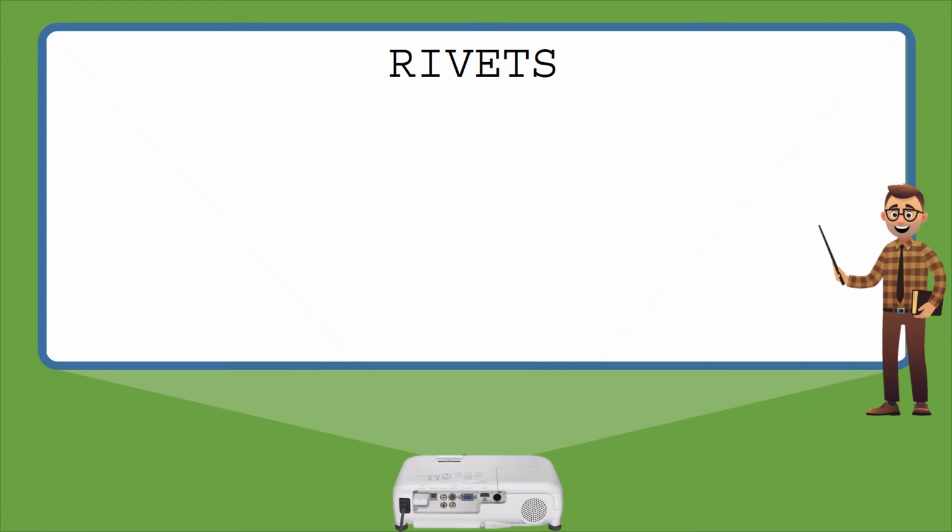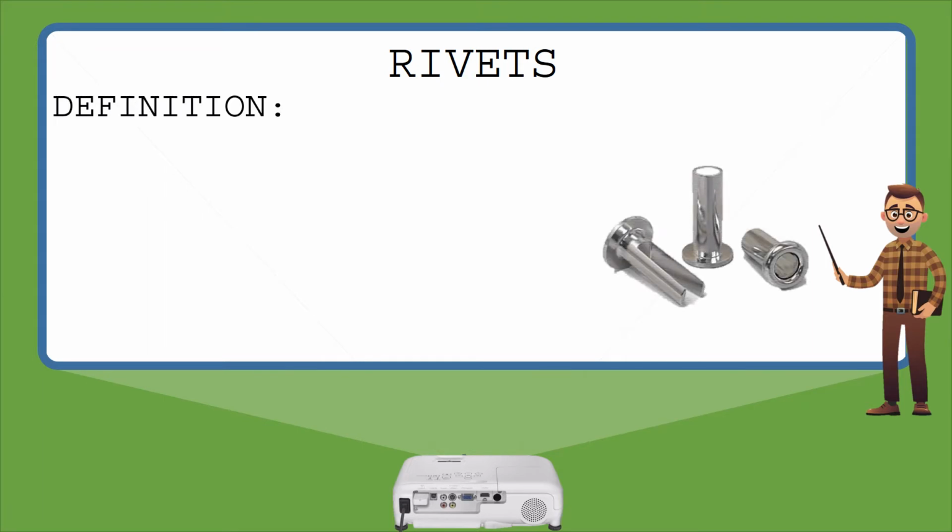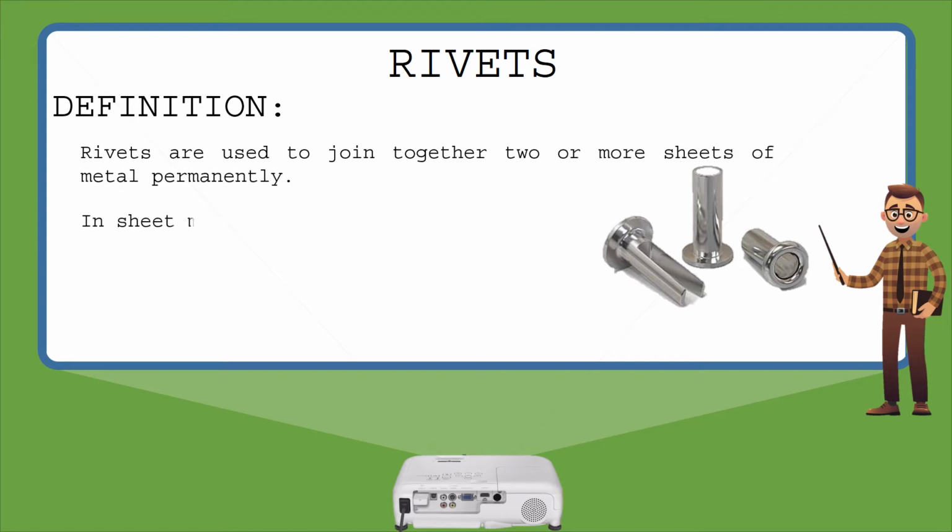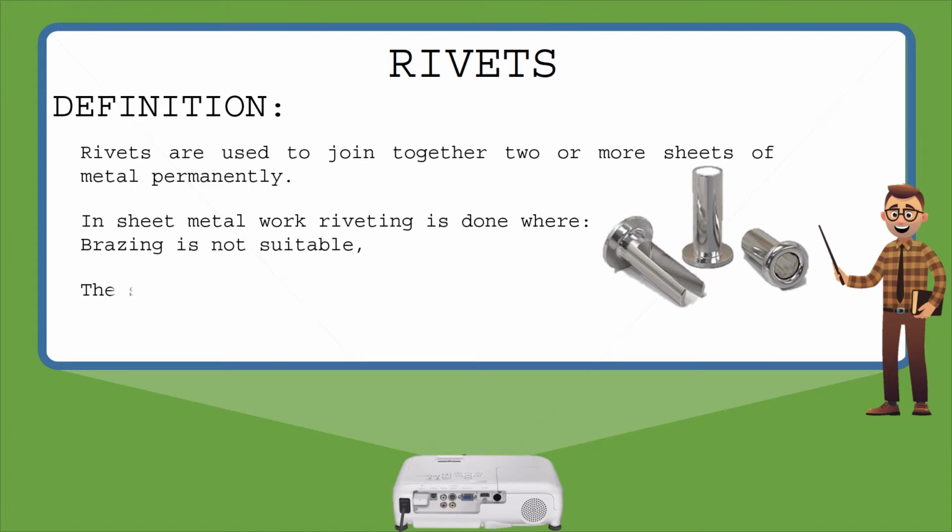Let's see the definition of rivets. Rivets are used to join together two or more sheets of metal permanently. In sheet metal work, riveting is done where brazing is not suitable, because the structure changes owing to welding heat.